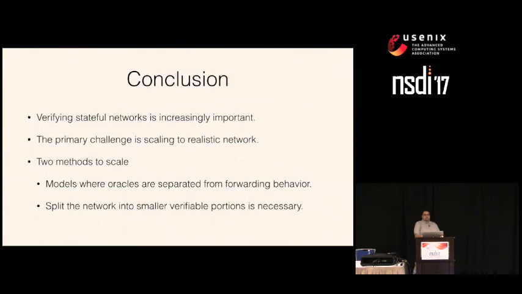So in conclusion, stateful networks are very important now. We need to start worrying about how to verify them. The primary challenge is scaling to realistic networks, for which we have to abstract. And to do this, we definitely have to abstract some things away. But what we abstract is important, it gives us some flexibility in terms of what we can verify or how we think about these networks. And finally, even after we do abstractions, it's important for us to have a way to do compositional verification to actually scale to realistic network size. Thank you.